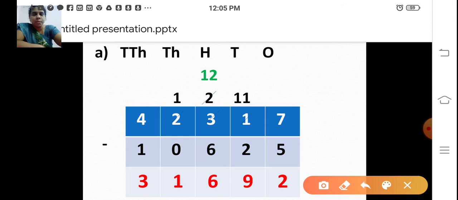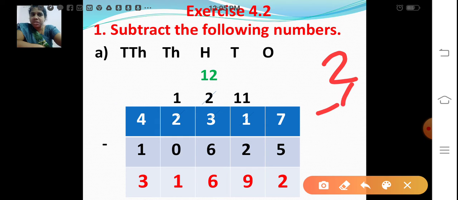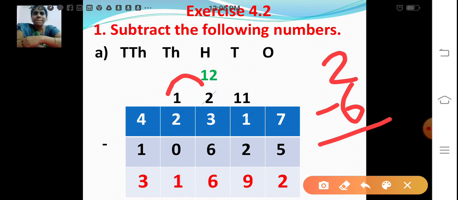Can I subtract 2 minus 6? So that is also not possible, right? So I'm going to borrow 1 from the thousands place. That means how many hundreds? 10 hundred. 10 hundred plus 200, 12 hundreds. My hundreds place will become now 1, right?